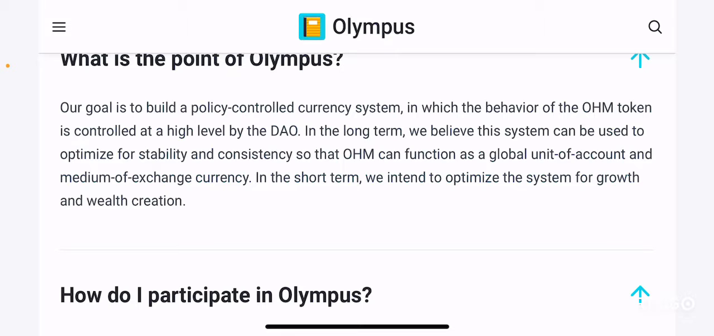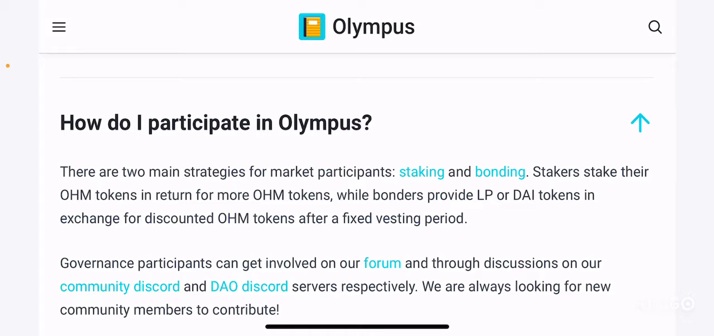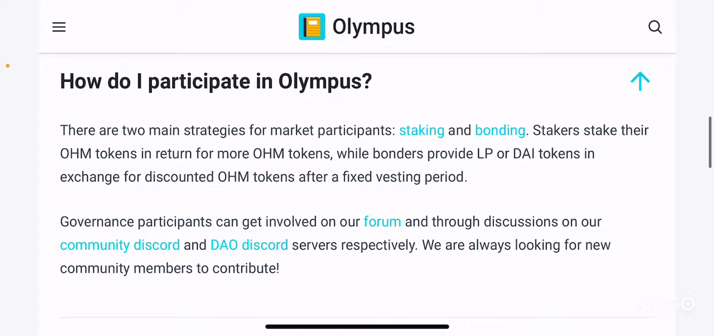So again, I know it may be a little bit confusing, but I'll try to provide a summary to help you understand this protocol, right? How do I participate in Olympus? Again, there is some important information that you need to understand if you want to participate in Olympus. So please bear with me on this particular sentence, right? There are two main strategies for market participants: staking and bonding.